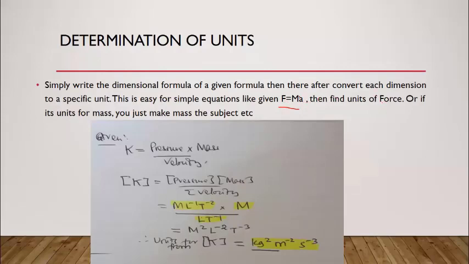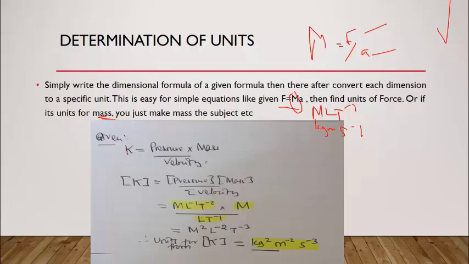To find the units of force, you write the dimensions. You know the dimensions of mass are M, and the dimensions of acceleration are L T^-2. So finally you have kilograms, meters, and seconds to the power negative 2. Similarly, if you are asked for the units of mass, you make mass the subject, so that mass is equal to force over acceleration. Then you write the dimensions for this and for this, you conclude, and you write the units.